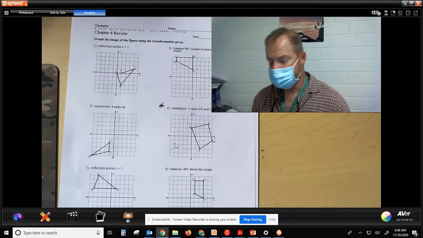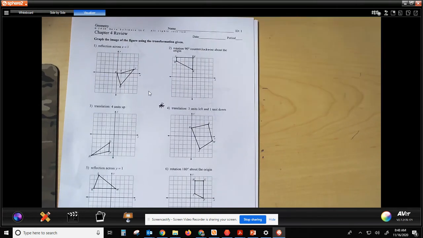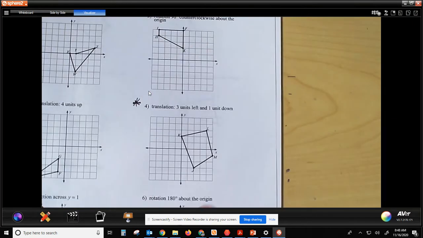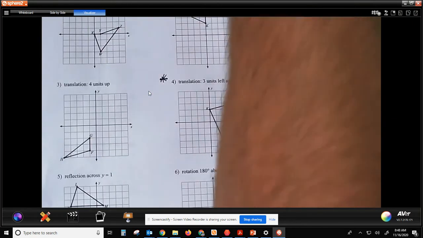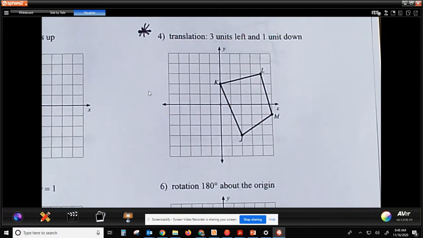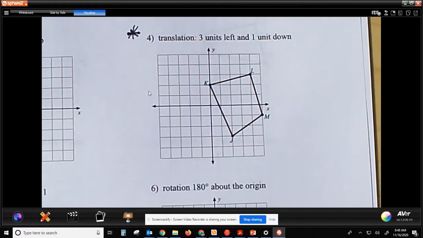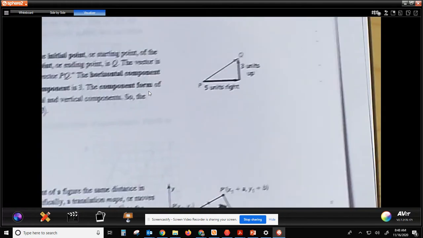So here we go. I'll take my picture away. All right. I'm going to zoom in a little bit. On the board, I'm looking at number 4. Can you guys see it okay from, say, right there? Okay. Translation. If I was looking at the notes for it, let's see.